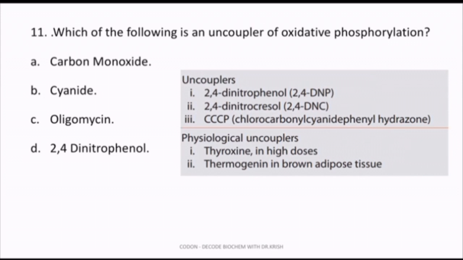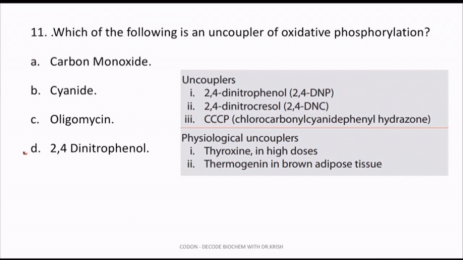Anything which breaks this coupling is called an uncoupler. You have some chemical uncouplers and physiological uncouplers. The chemical uncouplers are 2,4-dinitrophenol, 2,4-dinitrocresol and CCP, whereas physiological uncouplers are thyroxine and thermogenin. So of these, what is the answer? It is 2,4-dinitrophenol.